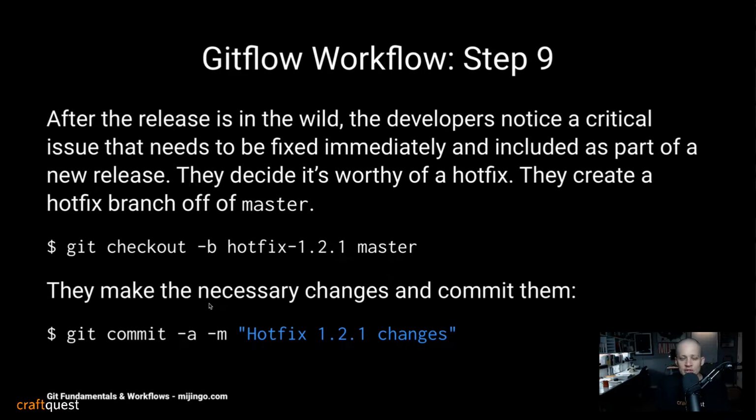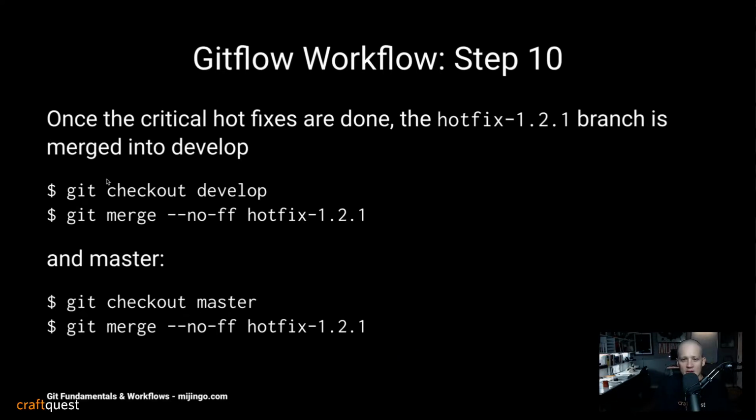All right, so after the release is in the wild, let's say there's a critical issue that comes up and they need to do a hotfix. So we do a git checkout hotfix off of master. We make our commit, and then we check out develop. We merge in our hotfix branch. So develop always has the latest and is in line with what master has. And then we check out master and merge hotfix into there, and then deploy our code, and our hotfix is done and everything is good again.